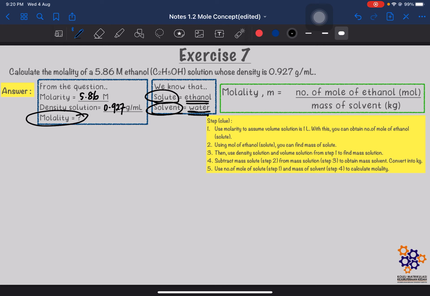Okay, so now we know that the molality formula is the number of moles of ethanol divided by the mass of solvent in kilograms. So the steps that we need to follow are, number 1, we use the molarity to assume that the volume of solution is 1 liter. With this, you can obtain the number of moles of ethanol, which is the solute.